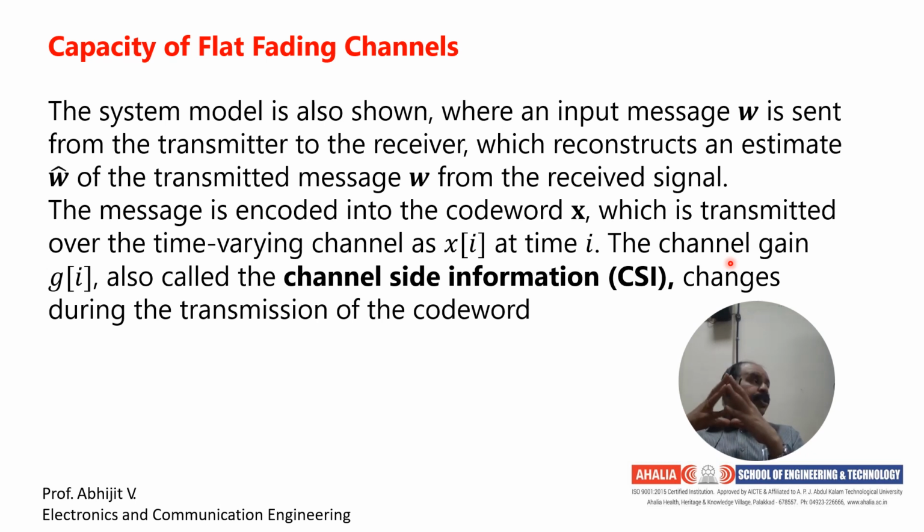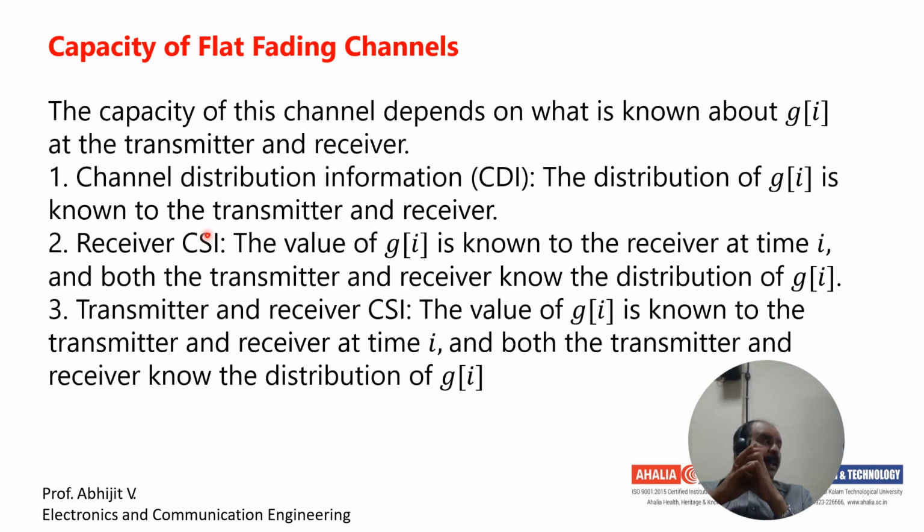How the original signal, the message signal that we call here as W, or in other terms X of I, gets distorted, gets influenced by the wireless channel, is what we have been seeing. The capacity of this channel depends upon what is known about G of I at the transmitter and the receiver.